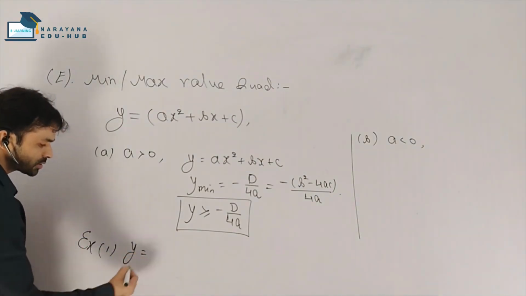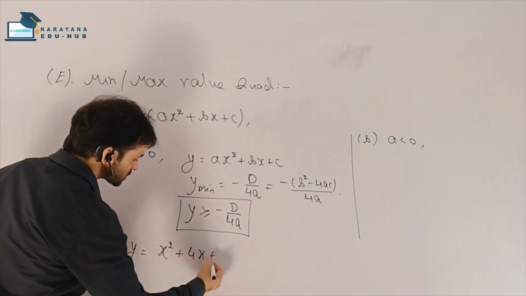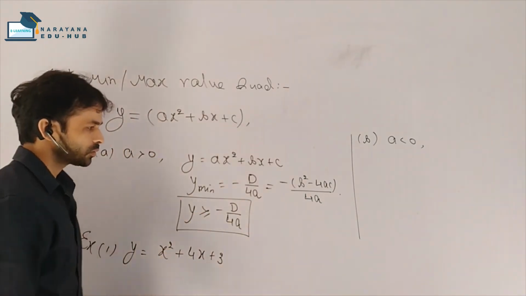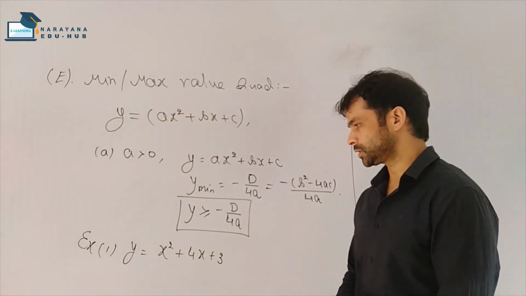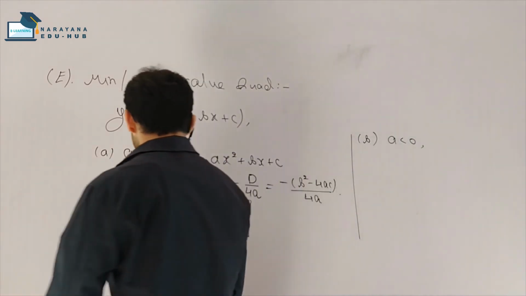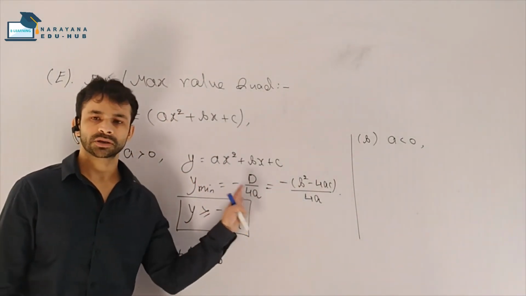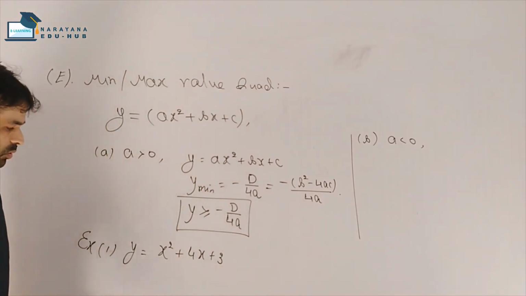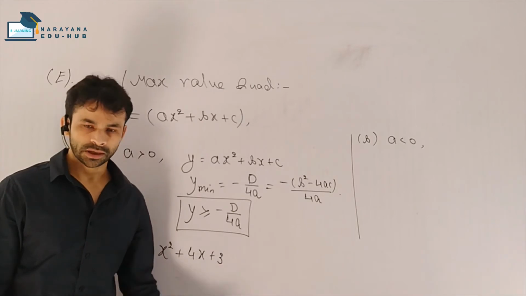Y is equal to, let's say, x square plus 4x plus 3. Let's say we don't know anything about this result. So we have to find the minimum value of this expression. We don't have any idea about this result. So what we can do is use a simple thing, the square completion method.